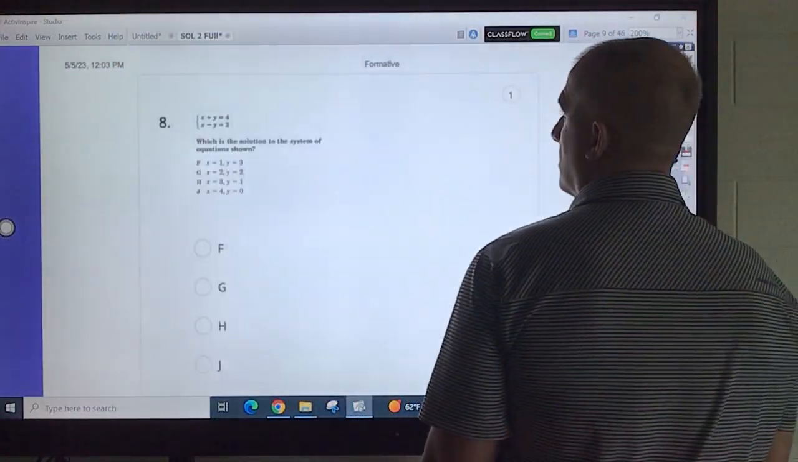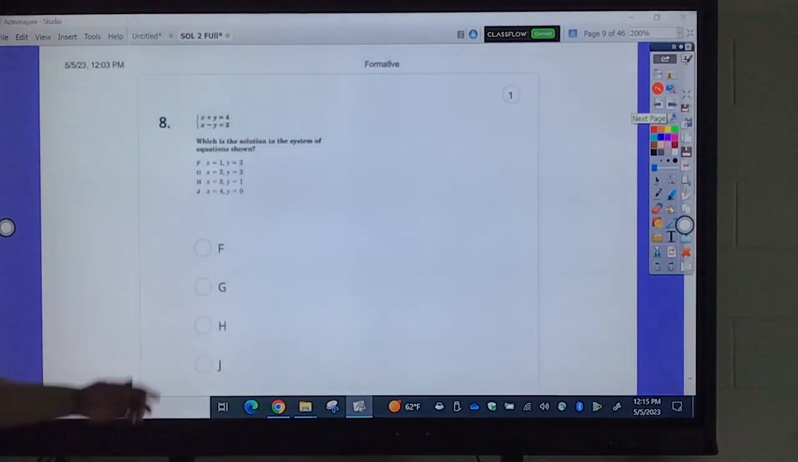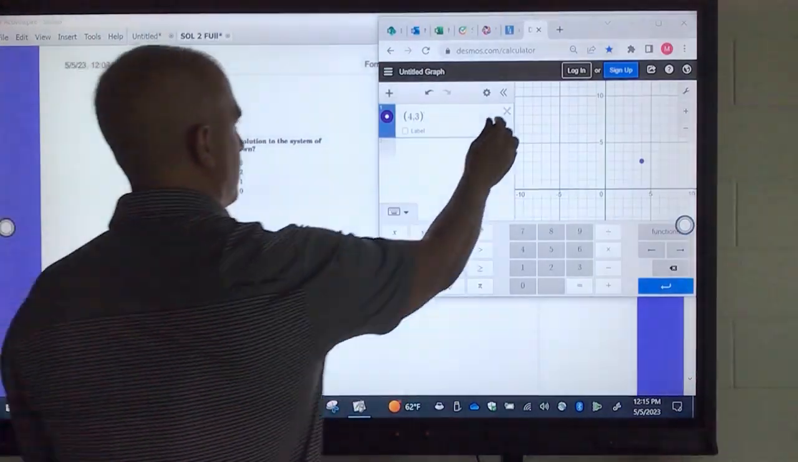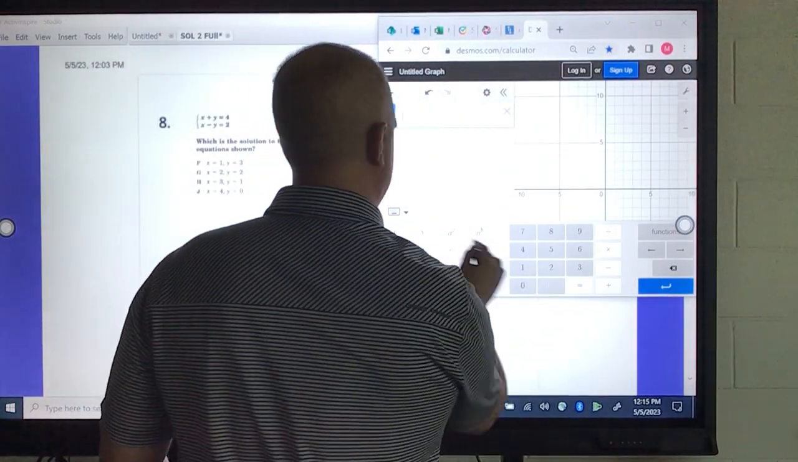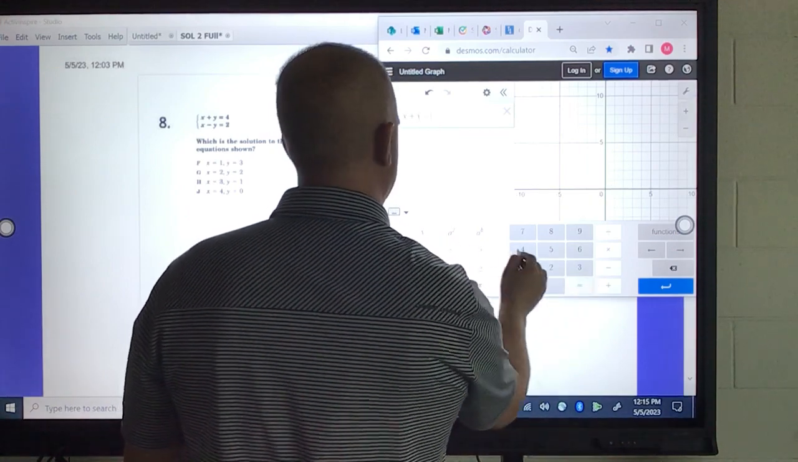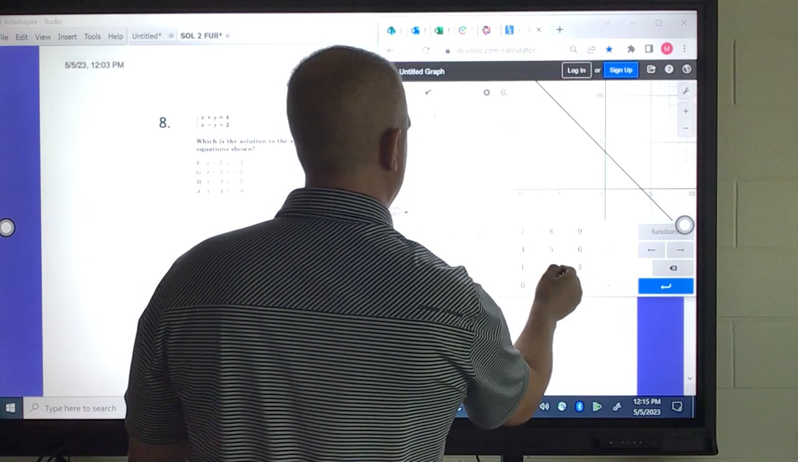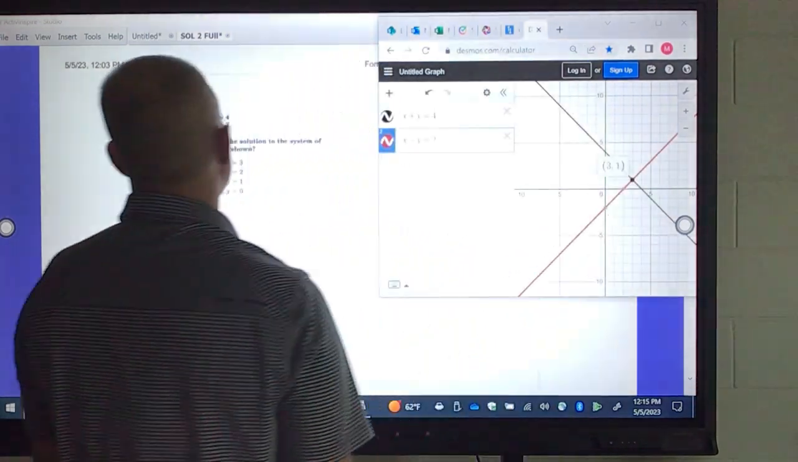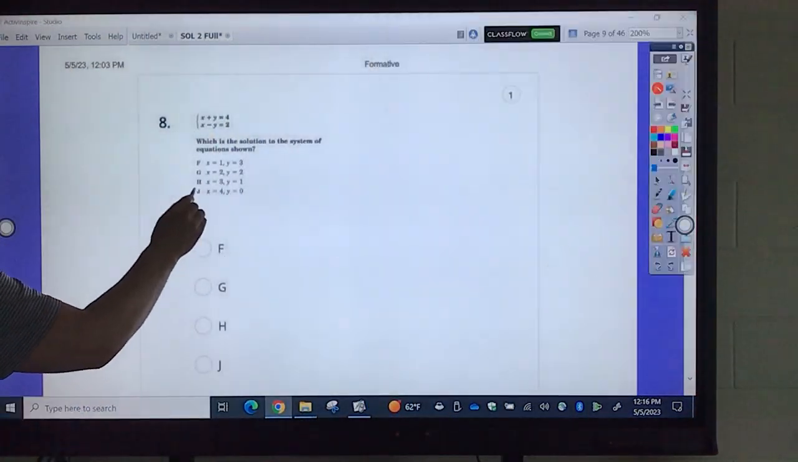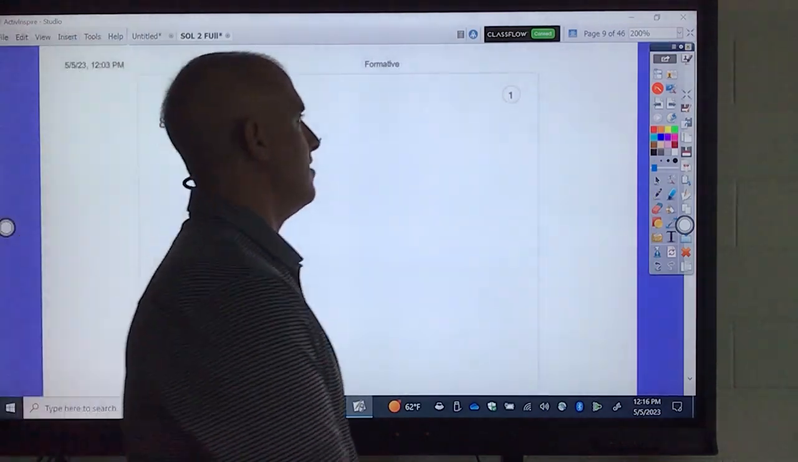That easy. Question 8 is another one we type in, 2 lines. x plus y equals 4, x minus y equals 2. Find out where it crosses, 3 and 1, which would be letter H.